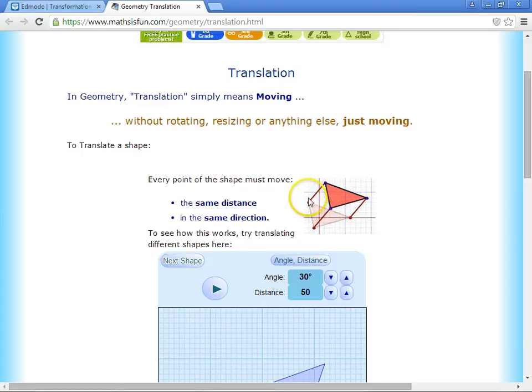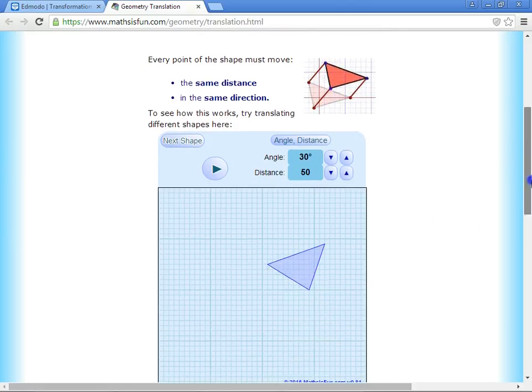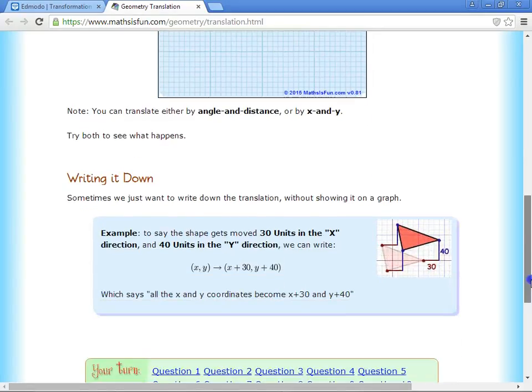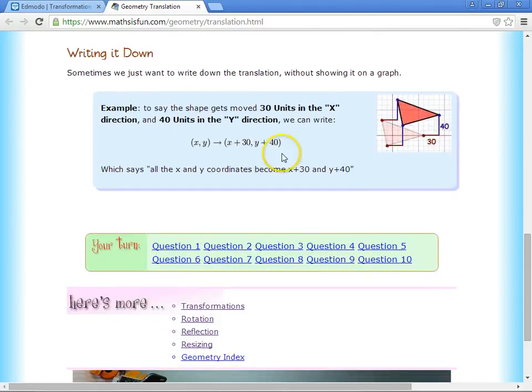Here it looks like they've all been moved 1, 2, 3, 4 units up and 1, 2, 3, 4 units over. They do have a little translations gizmo included here, but we're not going to look at that. Writing it down is the key component.